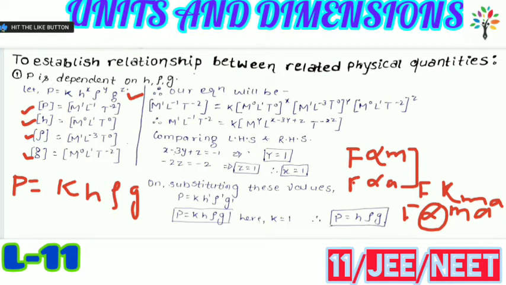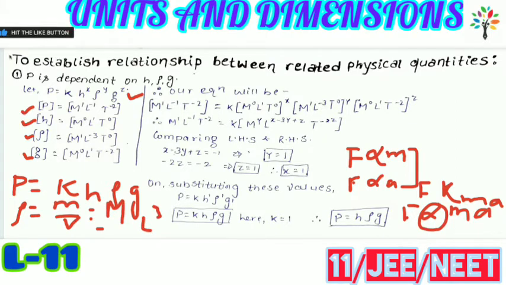Similarly, the dimension of H is nothing but height. Height means length, so the dimension of height will be M0 L1 T0. Then rho means density. Density means mass upon volume. So the dimension of mass is capital M, and volume is L to the power 3. So this L to the power 3 moves to the numerator, so it will be M1 L minus 3 T0. Then g means acceleration due to gravity, or simply acceleration, that is velocity per unit time, meter per second square, which means L T minus 2.